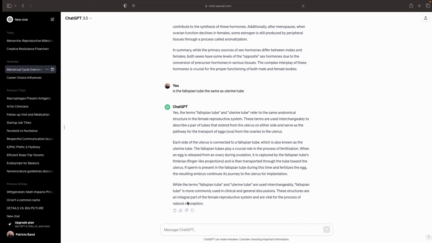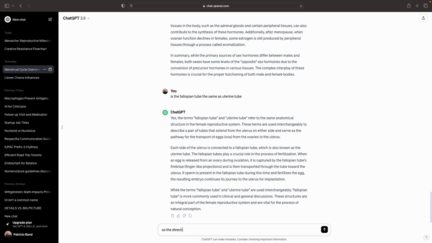Okay. So the direction of the oocyte when not fertilized is from the ovaries to the fallopian tube to the uterus to the endometrium, and if fertilized, it is done so in the fallopian tube.